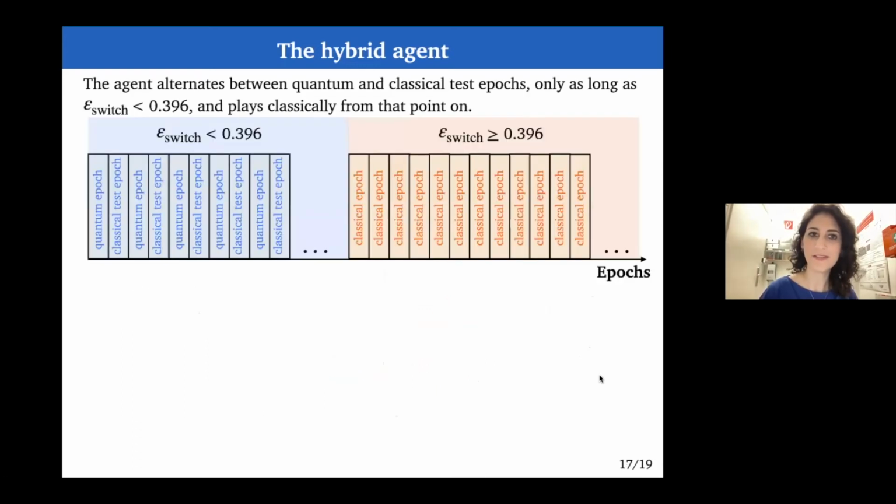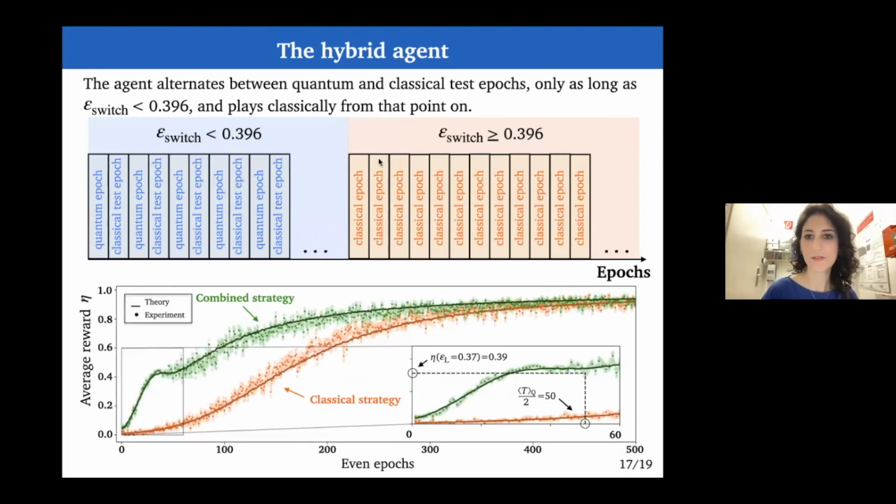And so the trick to avoid this is to play this alternation of quantum and classical only until you achieve this maximum, this peak that I showed. And then afterwards, you start to play only a classical strategy. So now you can see here in the green curve, this is what I showed in the beginning. You have this growth here, which comes from the Grover plus classical test round. And then from this point on, the agent starts just playing classically, and then it can go up and increase. And the inset is a zoom of this part here.